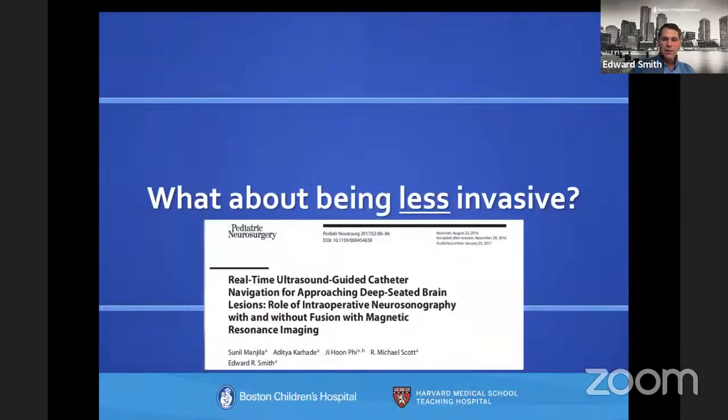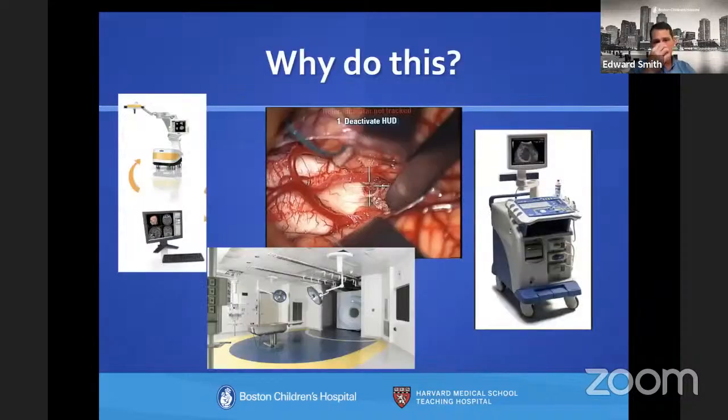With that, that's sort of a maximally invasive approach. What about being less invasive? One of the papers we've written up is the idea of ultrasound-guided catheters. People routinely use things like frameless stereotaxy, Stealth, Brainlab, etc. But with brain shift and with movement of the brain, sometimes the accuracy for this can be off. And if you have a deep-seated lesion, it can be important to understand that you might miss with fixed frameless stereotaxy. This is where ultrasound comes in.